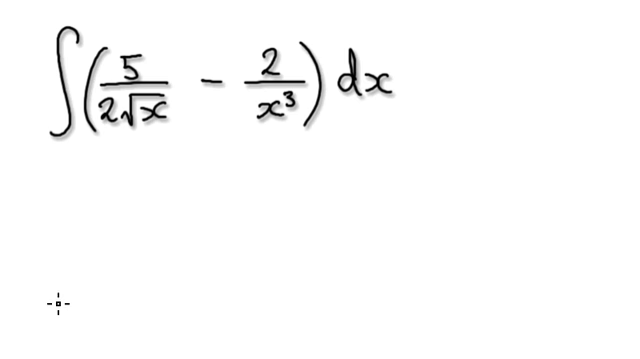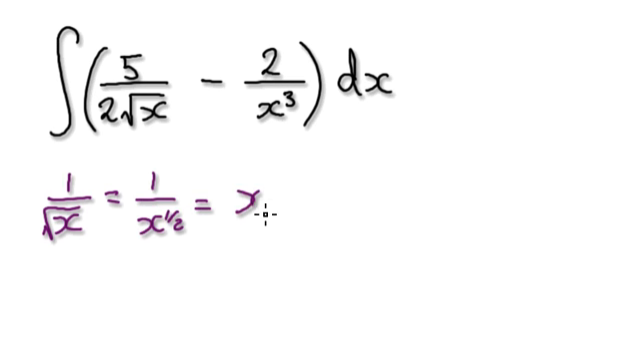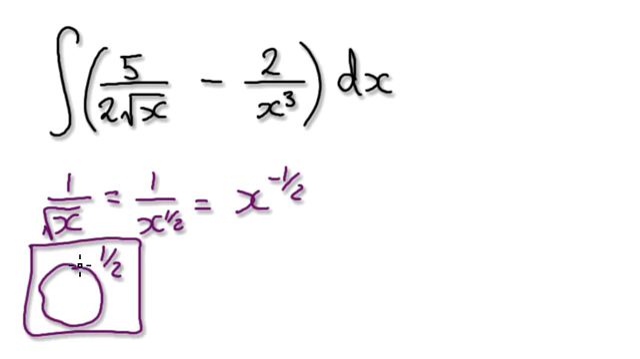Press pause and have a go. Okay, so to do this, I know there's a 5, I know there's a 2, but visualize this thing currently as 1 over root of x. Well, that's the same as 1 over x to the power of a half. Well, that's the same as x to the power of minus a half. So your initial guess should be something to the power of a half.